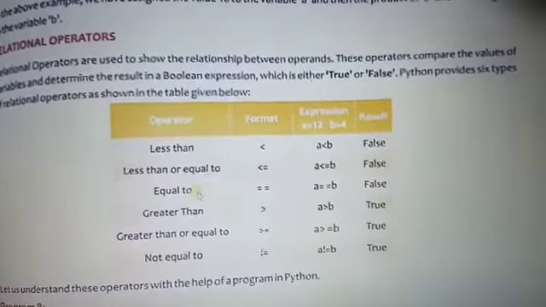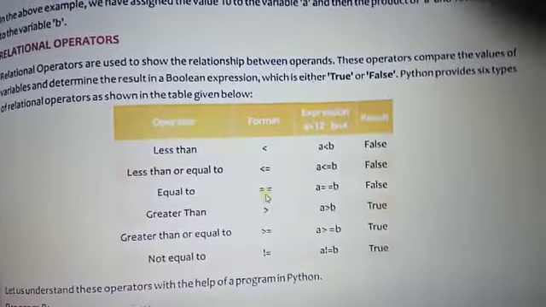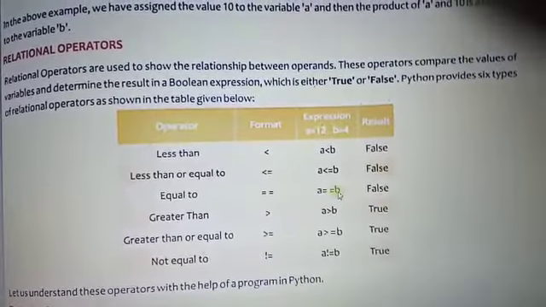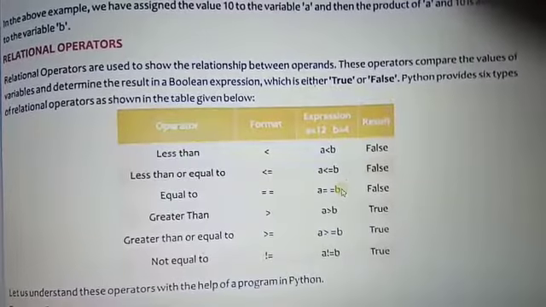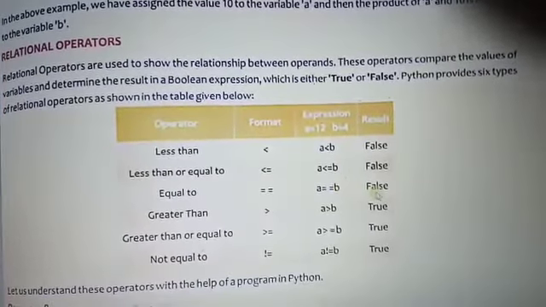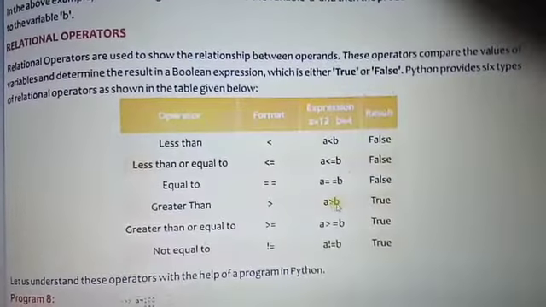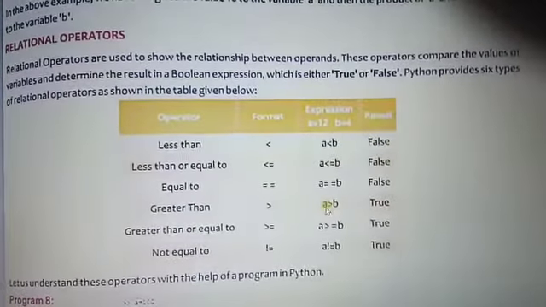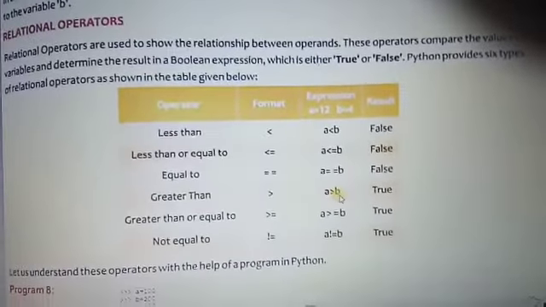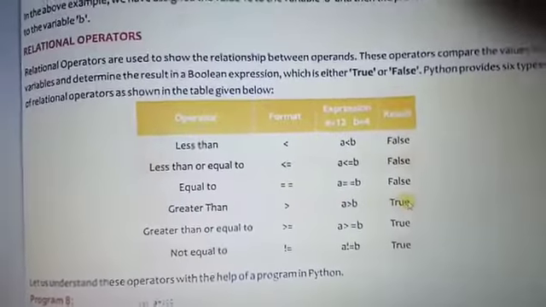Next one is the equal to. That means A equal B, 12 equal 4. No, that is also false. Then there is the expression greater than, 12 greater than 4. Yes, 12 is always greater than 4. That is the output true.